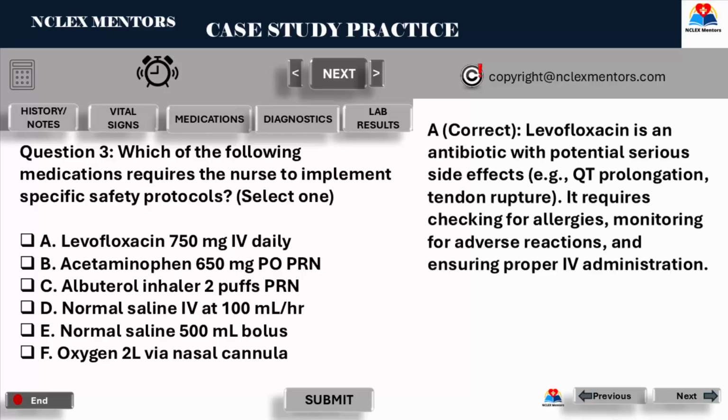Correct answer A, levofloxacin 750 mg IV. Levofloxacin is a fluoroquinolone, which carries risks of tendon rupture, QT prolongation, and CNS effects. It requires checking allergies, verifying the dose and route, and careful monitoring for side effects.